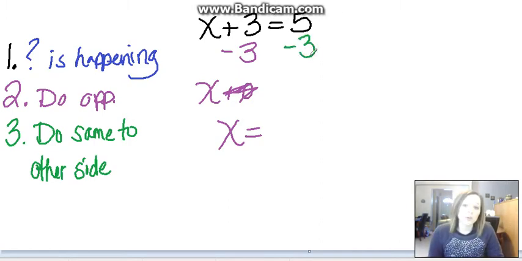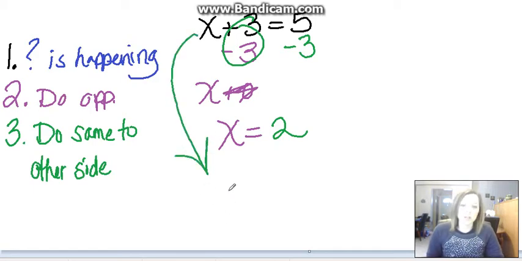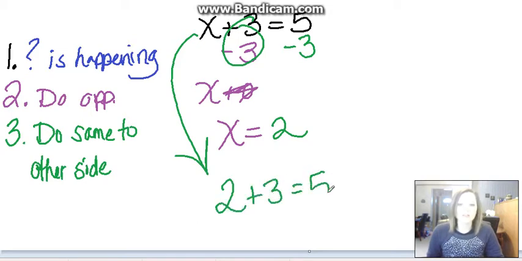So that's what we're going to do. Subtract 3 from both sides. That turns into a 0. We're left with x, and then 5 minus 3 gives you 2. Now, is that correct? We can always check it. You plug it into the original equation, and you say 2 instead of x, plus 3 equals 5. Is that true? Yeah. 2 plus 3 is 5.